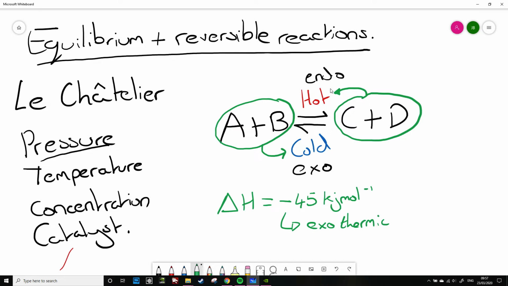So endo likes it hot. Exo loves it cold. Exo loves it cold because it wants to give out all that heat. Endo loves it hot because it wants to absorb all that heat. Right, let's move on to concentration.